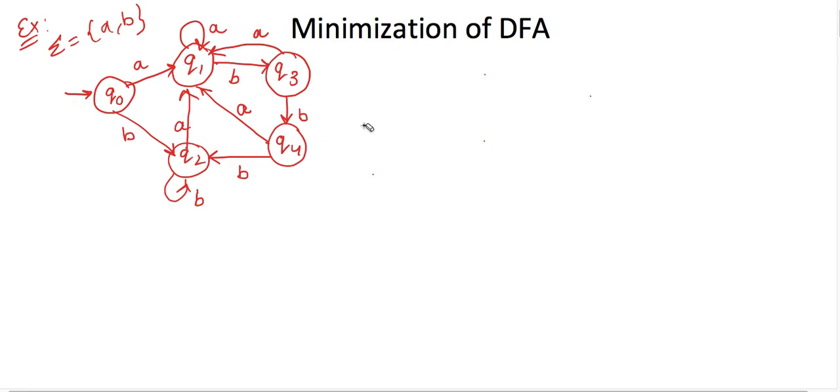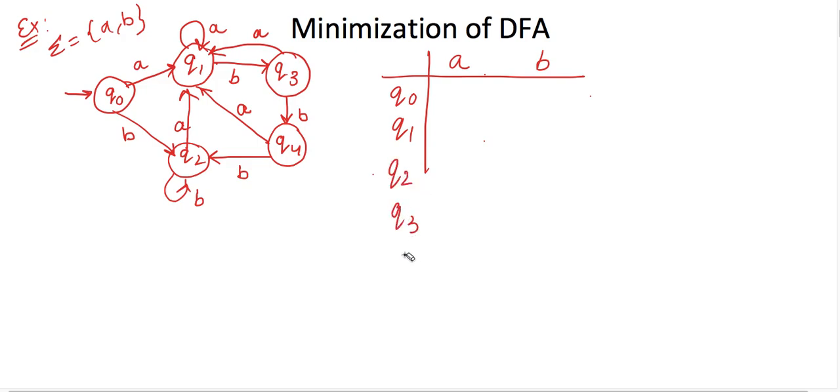I think this is clear. After it, what you will do is simply draw the transition state table, or state transition table. How are you going to do it? We have already seen it. Input symbols A and then B will come here. All the states will be here: Q naught, Q1, Q2, Q3, Q4. Now watch it. Q naught is the initial state, so I am marking it like this.